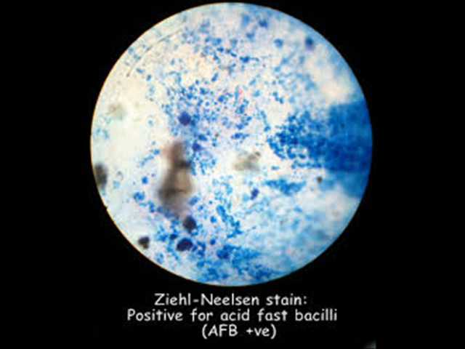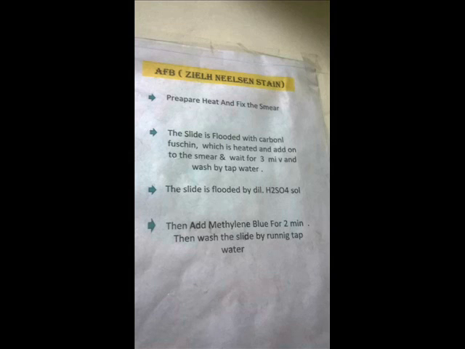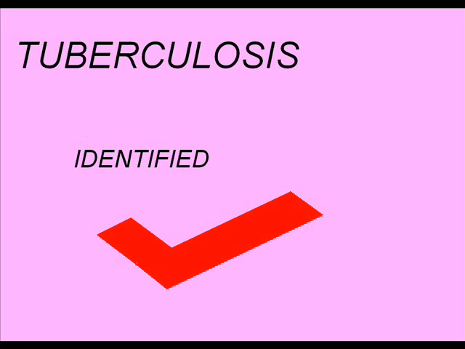In this test, cells are taken in suspension on a slide and then heated. It is then flooded with carbol fuchsin, heated and rinsed. Again it is flooded with carbol fuchsin, hydrochloric acid and isopropyl alcohol. Cells are stained in methylene blue and viewed under a microscope after oil immersion. Thus, tuberculosis can be identified and cured at an early stage.